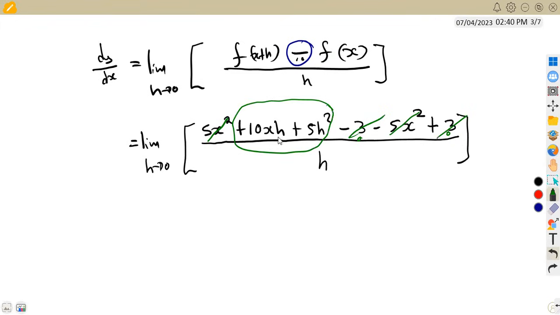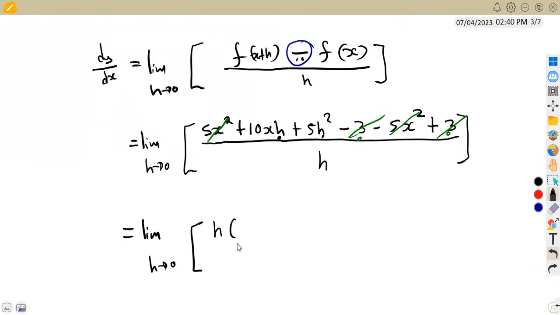And if you check this part, there is h here, there is h here. So we can factor out that h which is common. So meaning to say we are going to have the limit as h is approaching 0 of, we factor out the h here which is common. By factoring out this h, there is only one h, so it cancels this h, we remain with plus 10x.